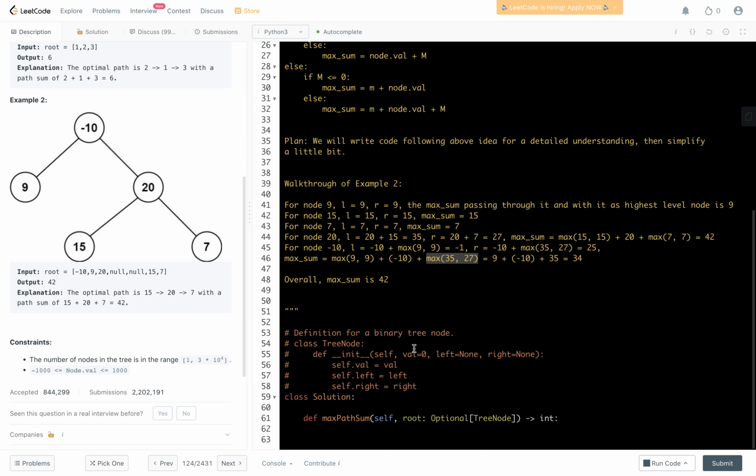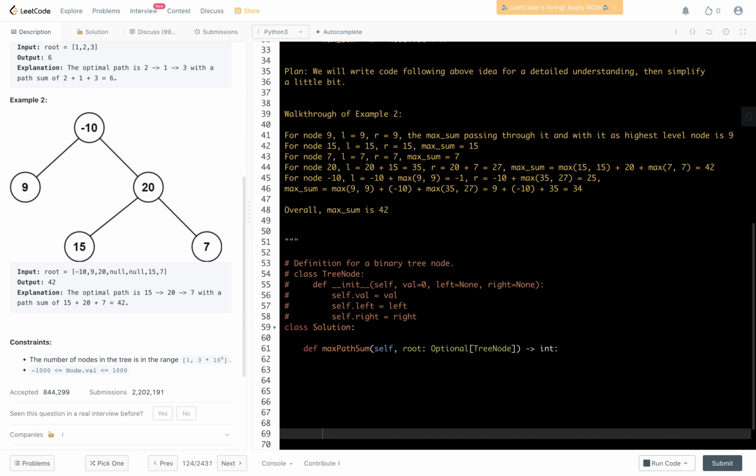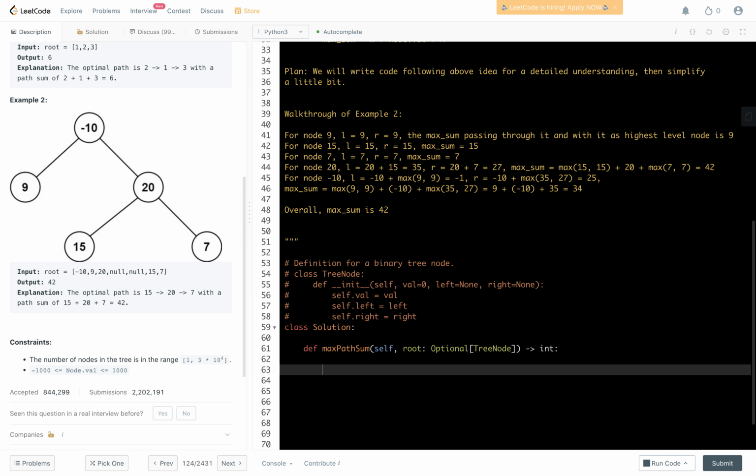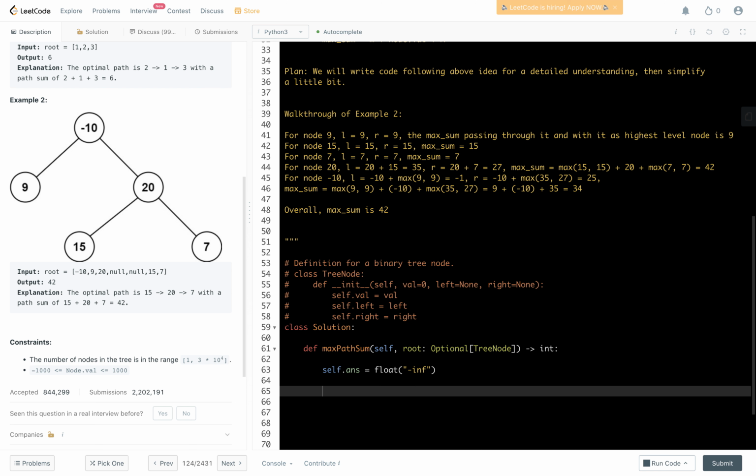So with that done, I guess we explained the idea and used the idea to give a walkthrough for example 2. Now let's look at the code. I feel that the code now is very straightforward. First, I'm going to introduce an attribute. Let's call it answer. Because we are going to compute the max, I'm going to use negative infinity here, because we are going to take the max over the intermediate max path sums. So this is one preparation.